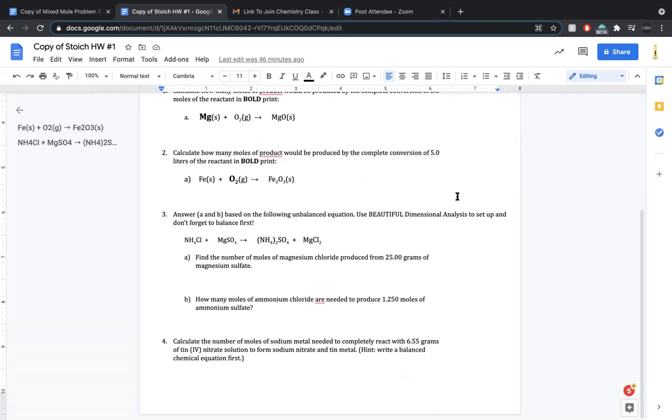So what do they mean by beautiful dimensional analysis? What's that part mean? I don't know. 1 second. You want to see if it's in your notes? Yeah.